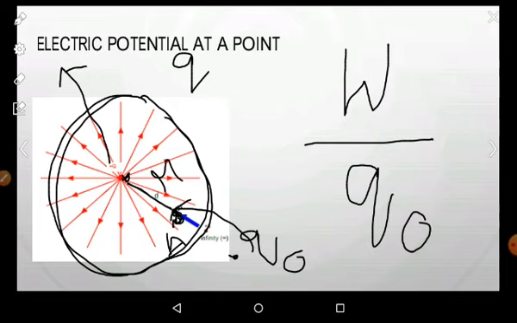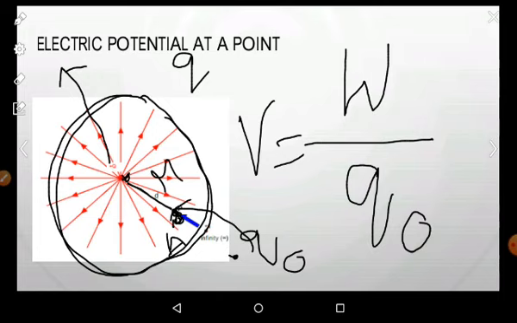W by Q naught, work divided by Q naught. This is the potential at the point A, which equals the work done on unit charge, and that too Q naught is a positive charge. Why only positive charge? Why can't we take a negative charge? The Q naught may be a negative charge. Why can't it be a negative charge?